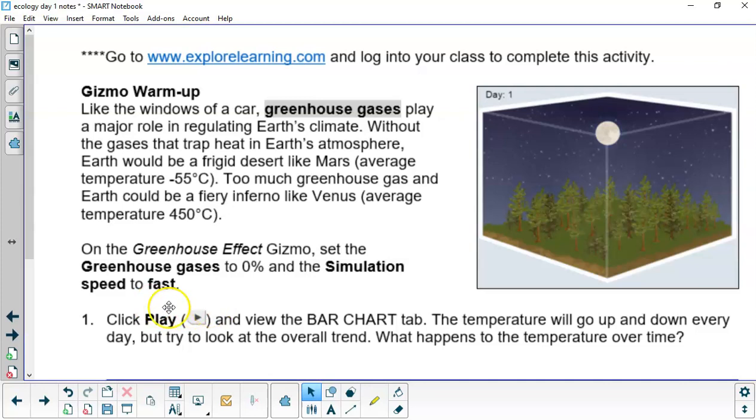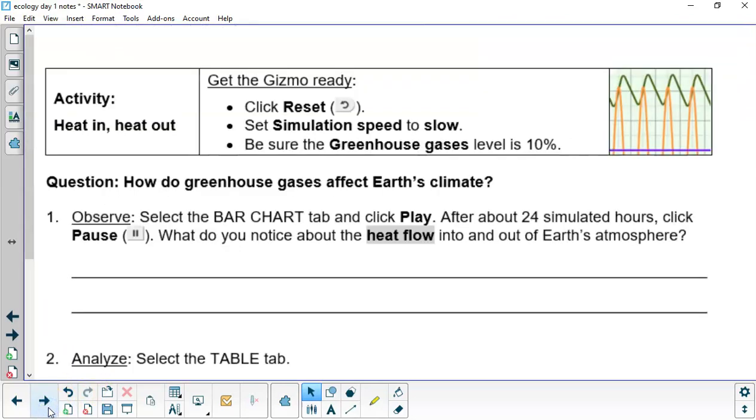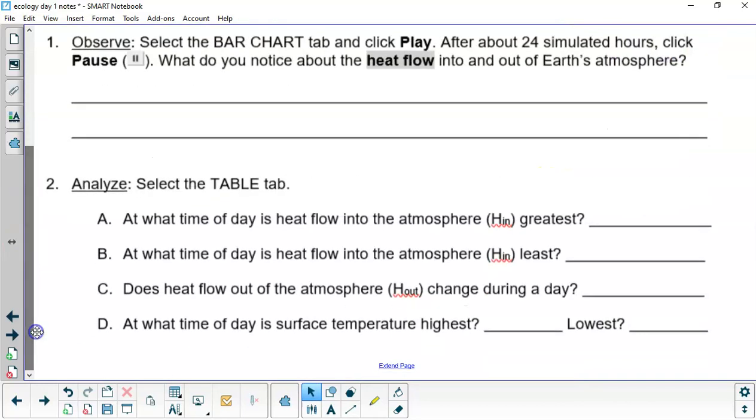Okay. So the directions here say, click play, look at the bar chart and stuff, make some observations on the temperatures, and we just talked about that. And then later on, make sure the greenhouse gas is at 10%. Write down what you see.